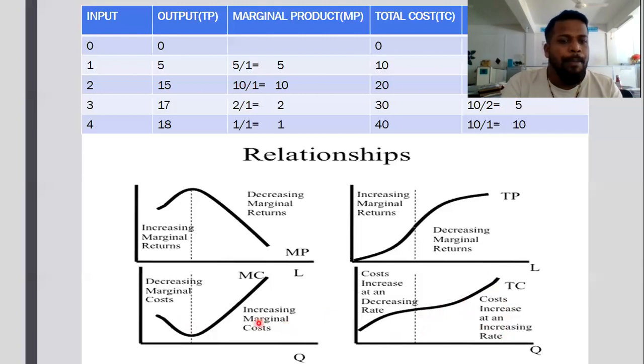What will happen? Marginal cost increasing. Marginal cost will start increasing. Okay. Very clear. Cost is increasing at a decreasing rate, marginal cost will fall. But cost is increasing at an increasing rate, marginal cost starts increasing. Clear? But this is not our topic.